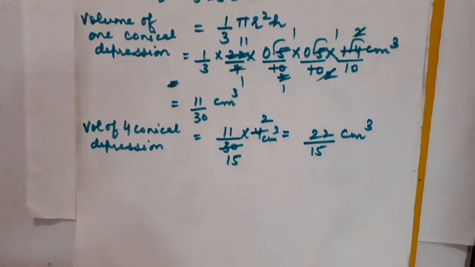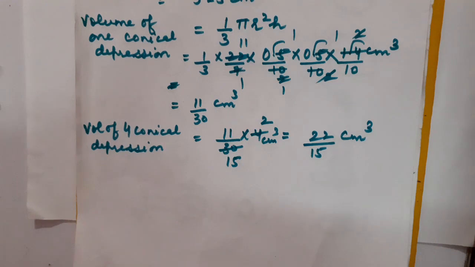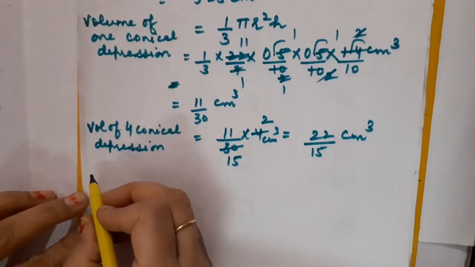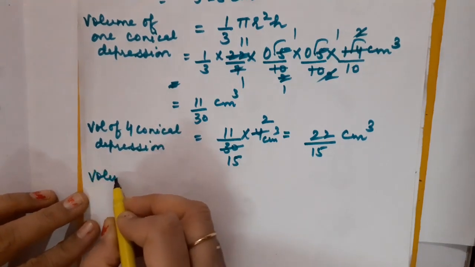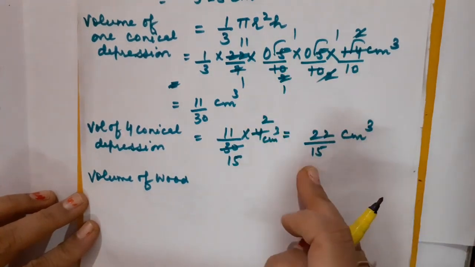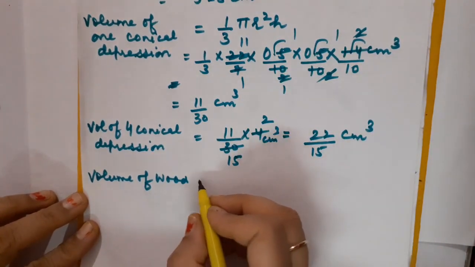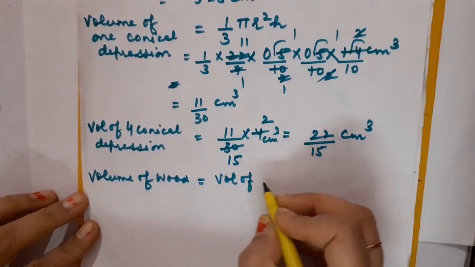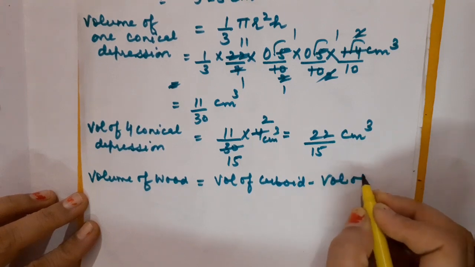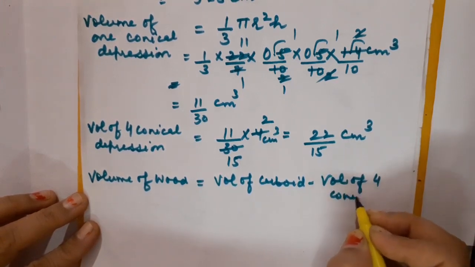Correct? Now, as I told you that when we are dealing with the area, then definitely depression is going to make some extra area. There also we have to apply the paint. I told you when we are talking about area, we have to imagine about the paint. But in volume, the capacity will be reduced. So what is the volume of the wood right now? After removing these 4 conical cavities, volume of wood in the entire stand is equal to volume of cuboid minus volume of 4 conical depressions.